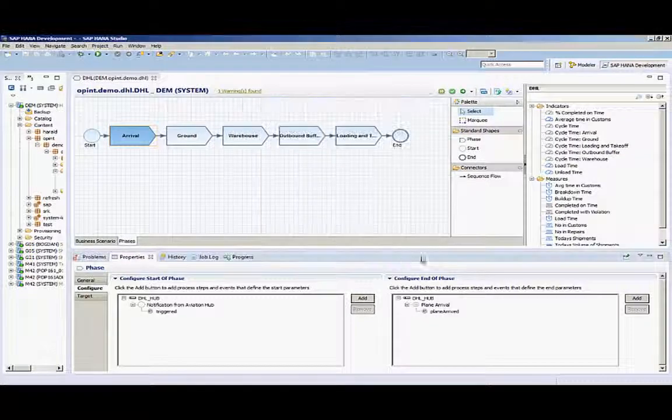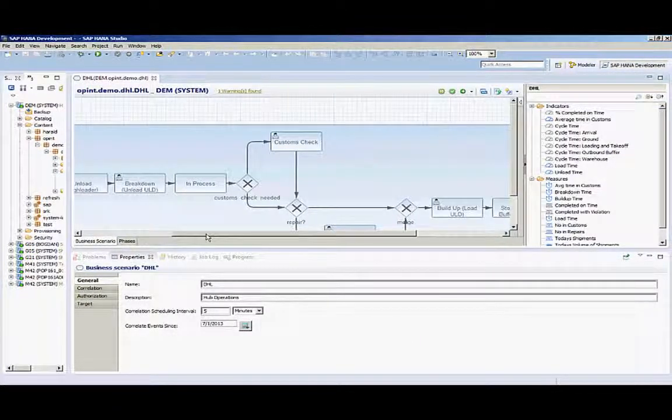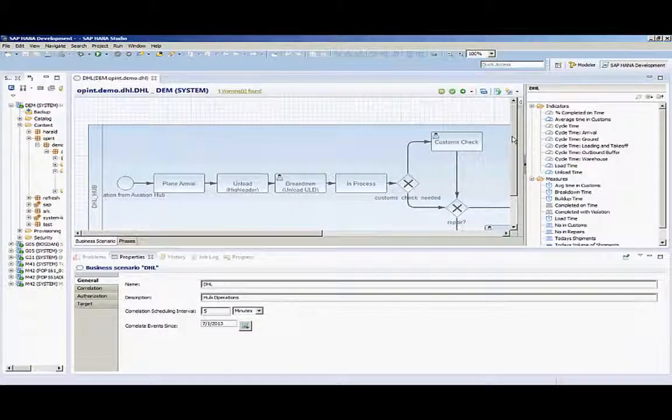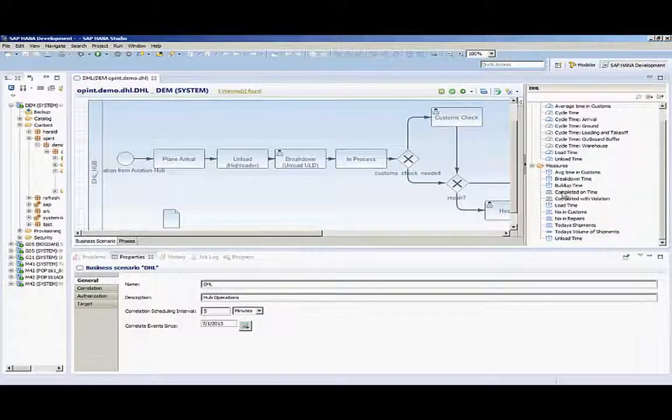And these operational events typically come from the end-to-end process, which is represented here. And this could happen across multiple systems and third-party systems, SAP, non-SAP systems. Frank can also define measures and indicators that are of interest.